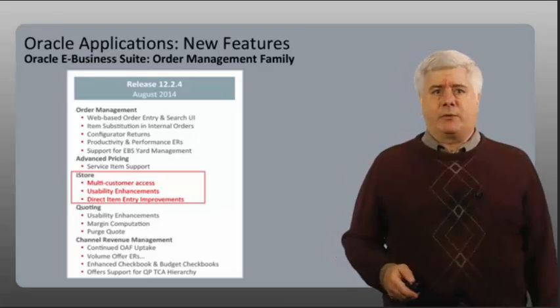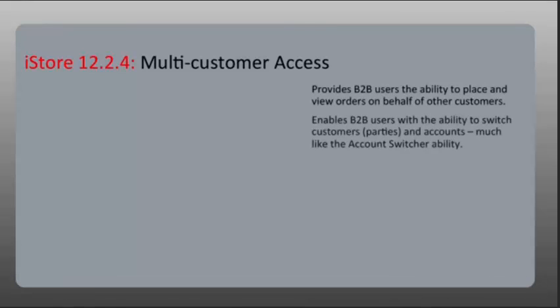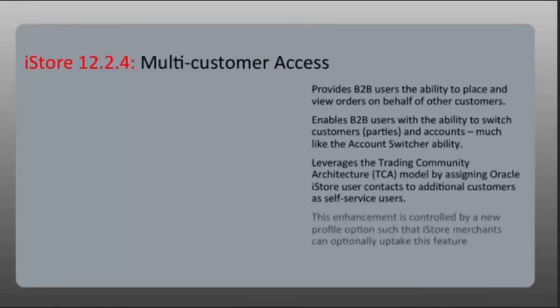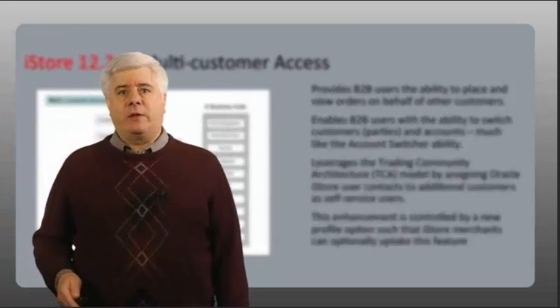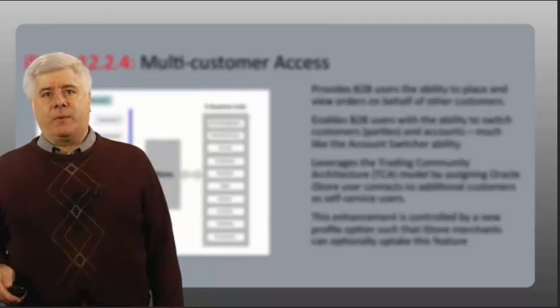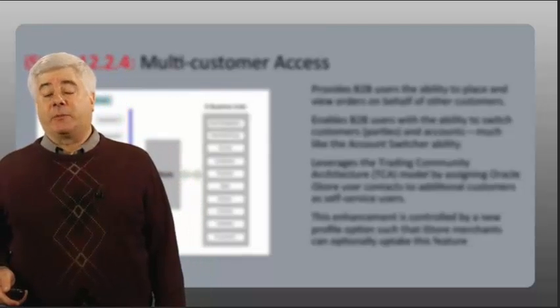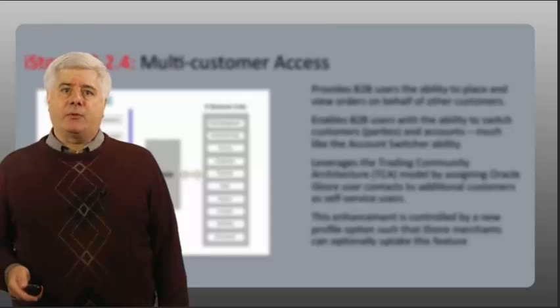Let's briefly cover those real quickly. So multi-customer access was something our customers had asked for. And what they wanted to be able to do is have one single logon to iStore, yet be able to place orders and view order history on behalf of other customers. So what we did was we changed the model and the structuring. And now what you can do with iStore in 12.2.4 with multi-customer access is be able to define one user for multiple parties and multiple accounts within those parties.